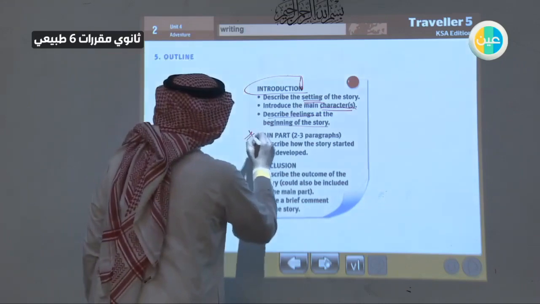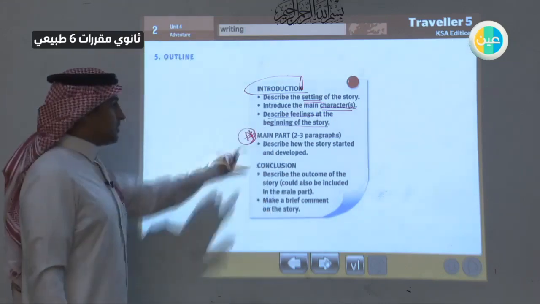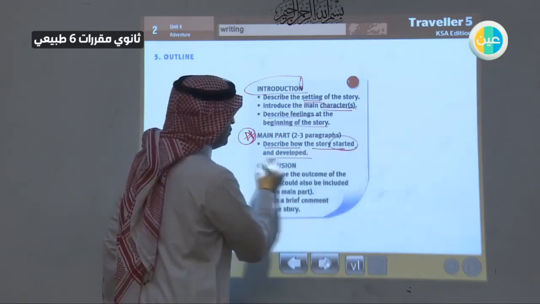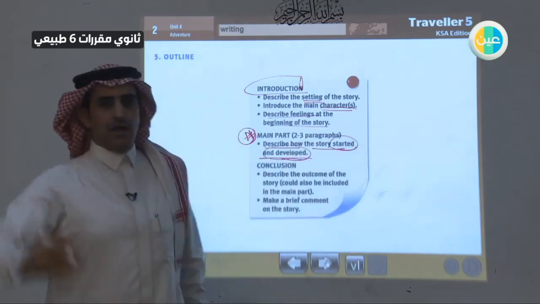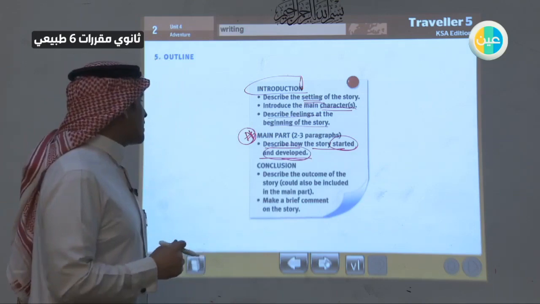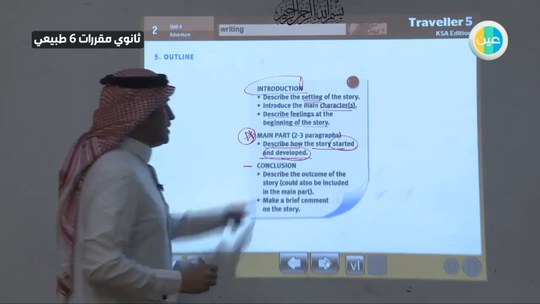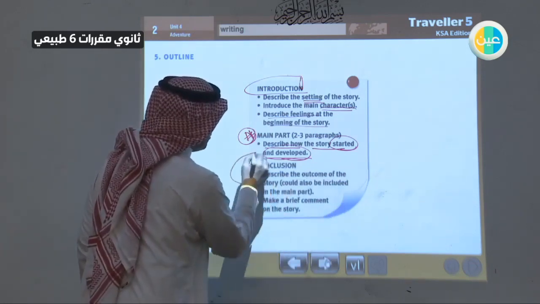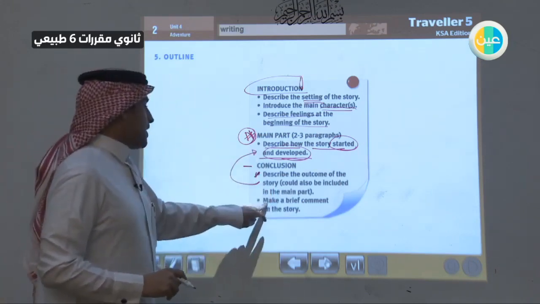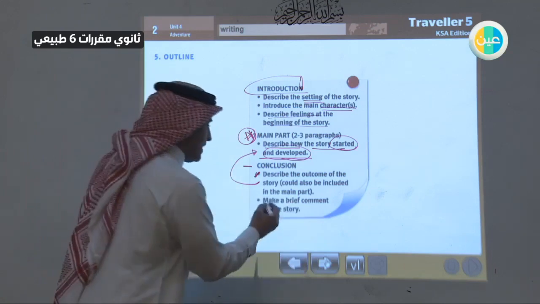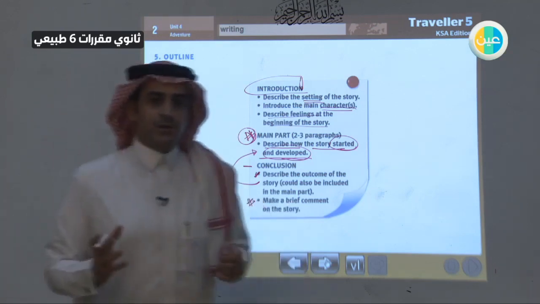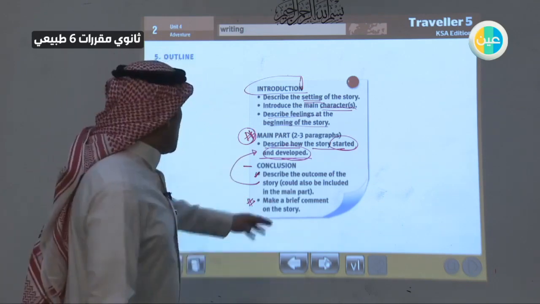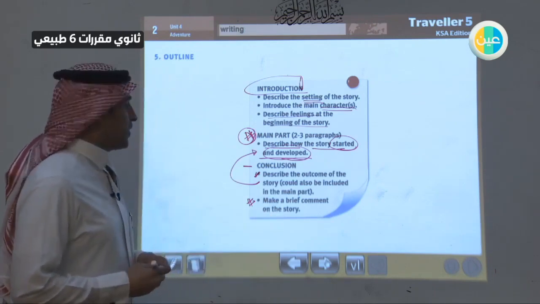Okay. The main part is very important also, because in this part you will describe the story from the start to the end, and the consequences or the development of actions. Last one, conclusion: describe the outcome of the story. This one, you can find also in the main paragraph. Make a brief comment. Give me your opinion. Give me brief comments that reflect your point of view about the story, okay?